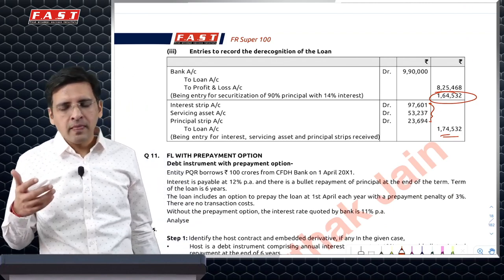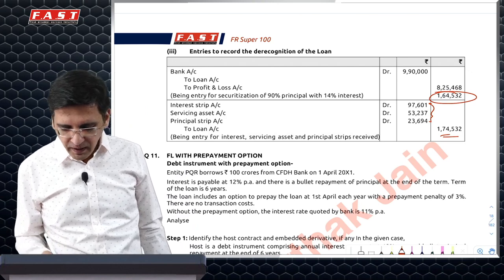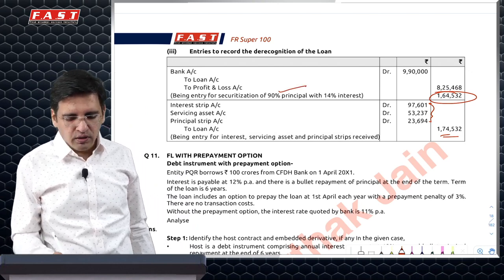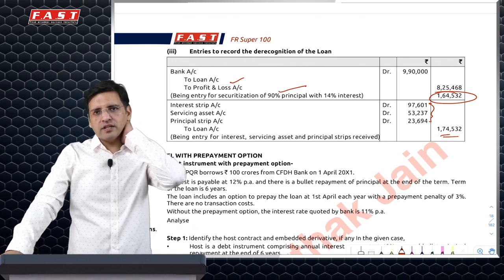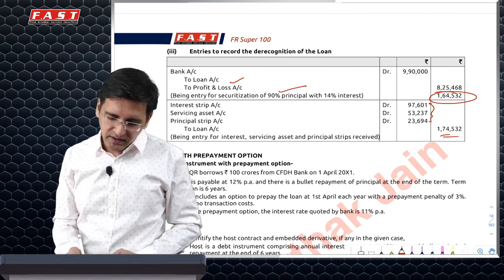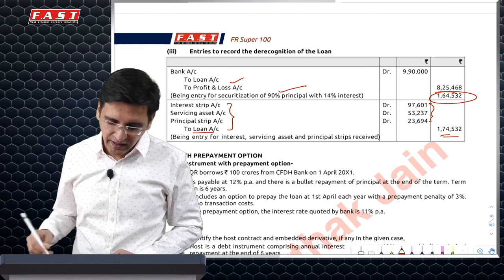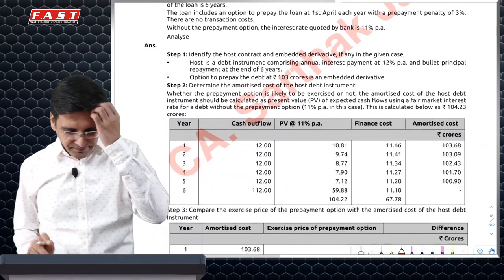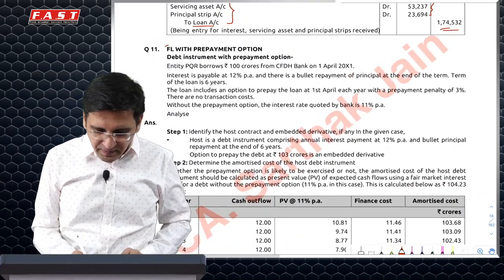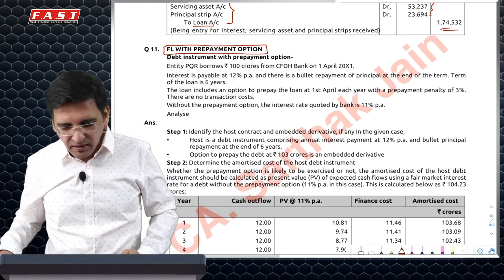It is not like that. You've actually just derecognized the part which you've sold and booked the gain only on that part. Remaining part you've just kind of changed the nomenclature. It was first in the name of loan, now it is specifically cash flows. That's about it.